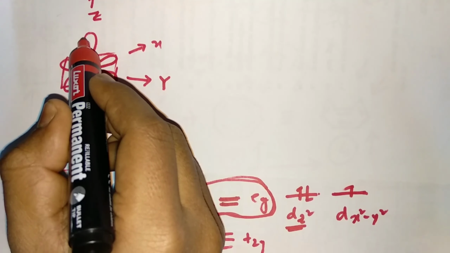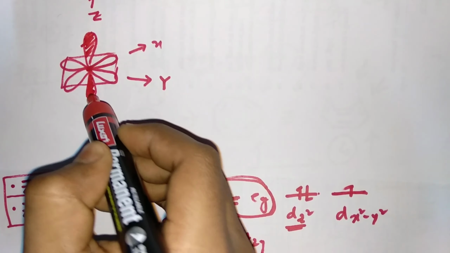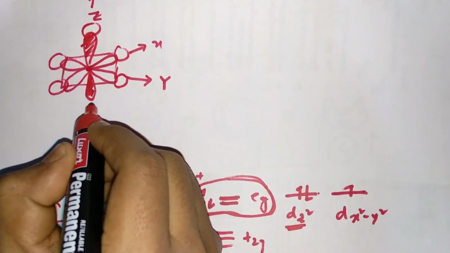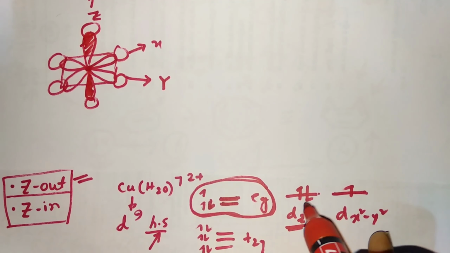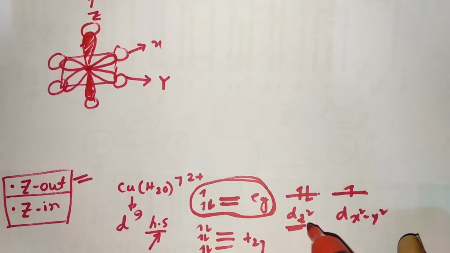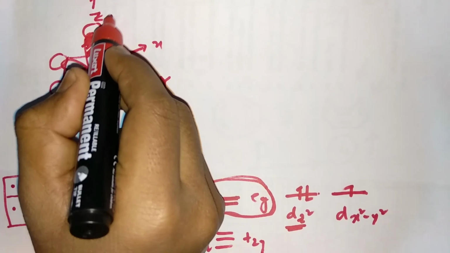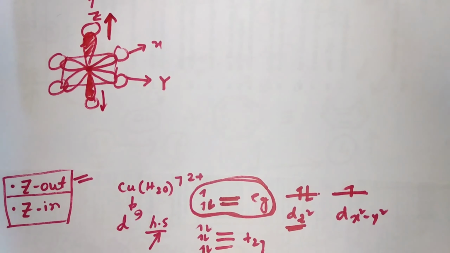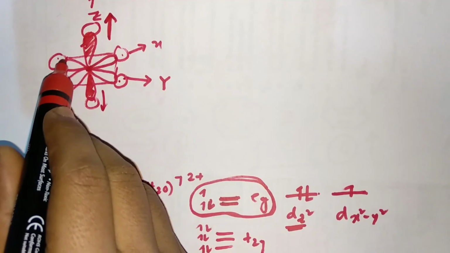Repulsion will occur in this orbital, that is, along the axial bonds. Here all those ligands are connected. If the dz square orbital is filled by more electrons than dx square minus y square, then repulsion will occur in the z axis orbital, and that is why all these ligands will be fixed in these positions.